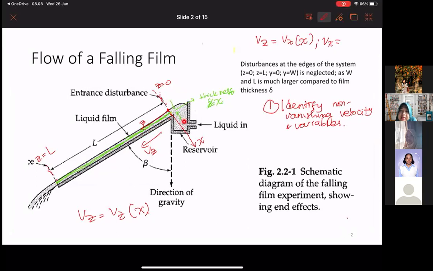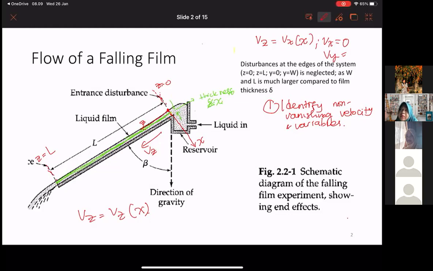Do we have Vx? No. Okay, good. Do we have Vy? V to the y-axis. So that means the fluid goes that way. Do we have Vy? Also no. Because if you think about it, all of the fluid will just be flowing downwards that way. So there is no flow that way.